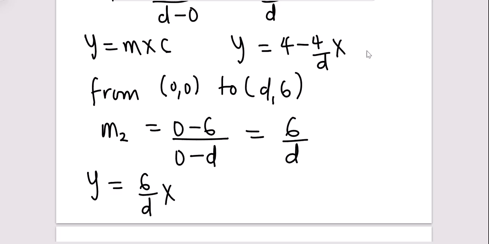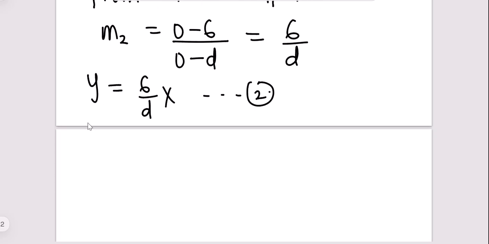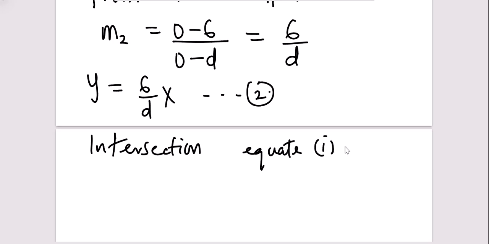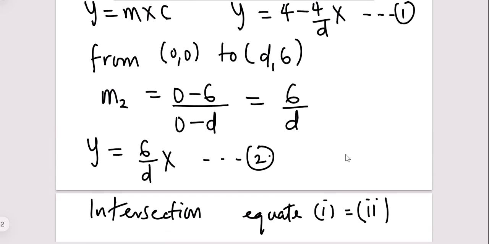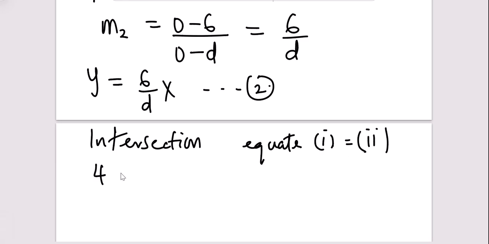Now we have the first equation of the straight line, which I'm going to call equation 1, and I'm going to call this equation 2. Now let's equate equation 1 and equation 2, that is, to find the intersection. So we equate our first equation to the second equation. Recall that the first equation is 4 minus 4 over d x, to be equal to 6 over d x.